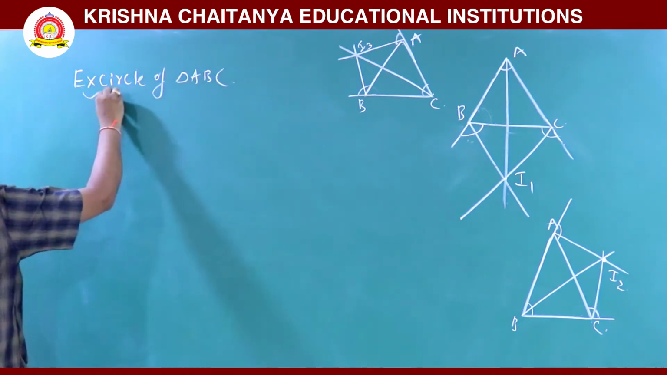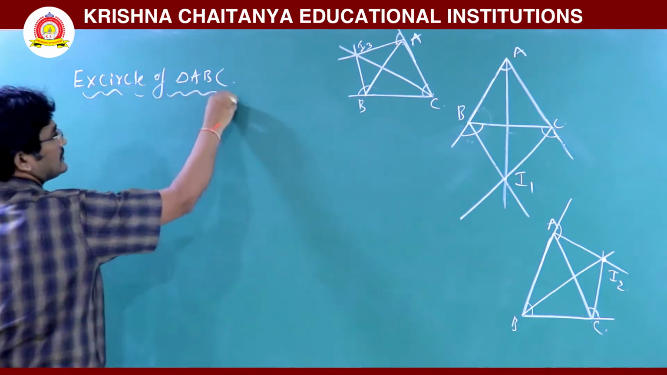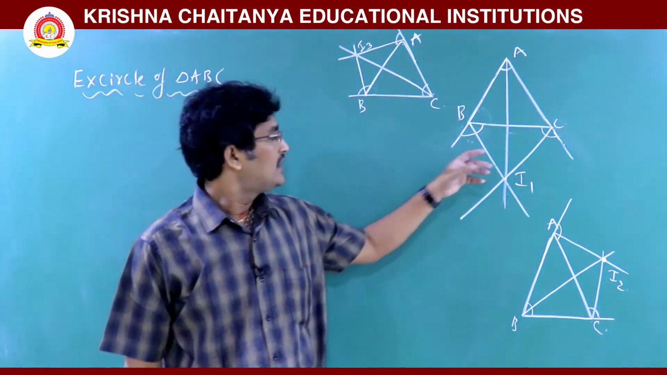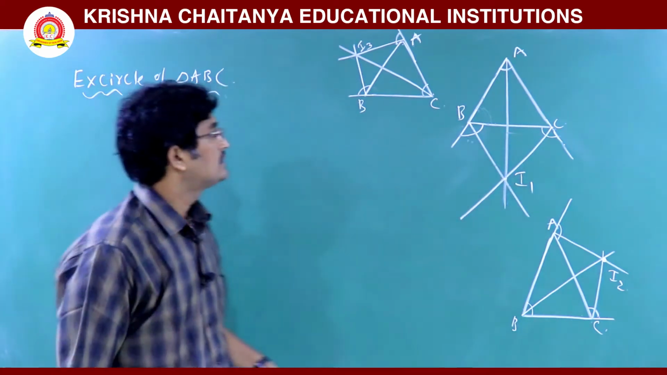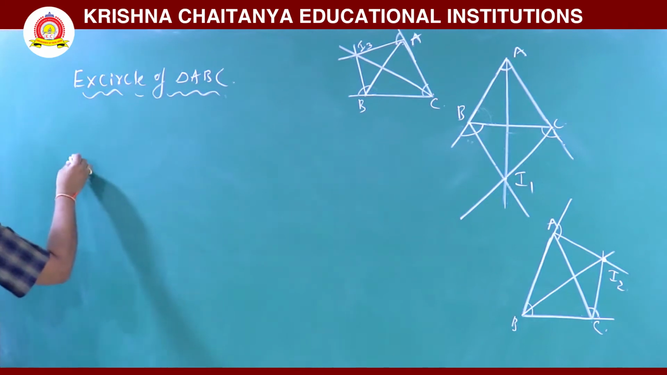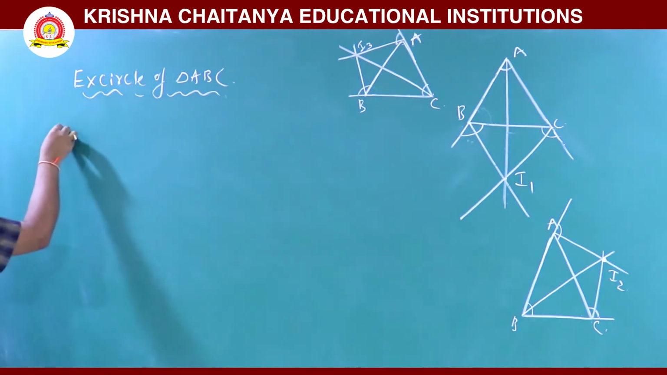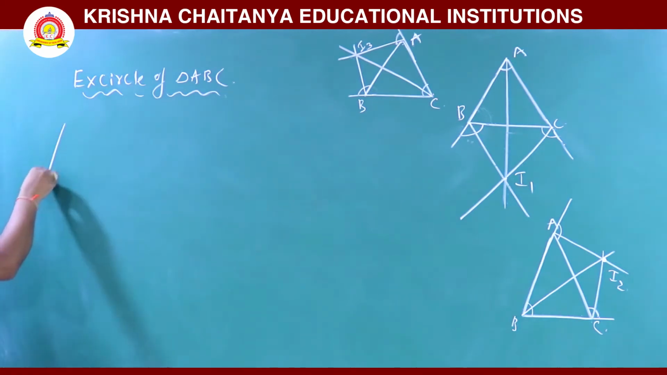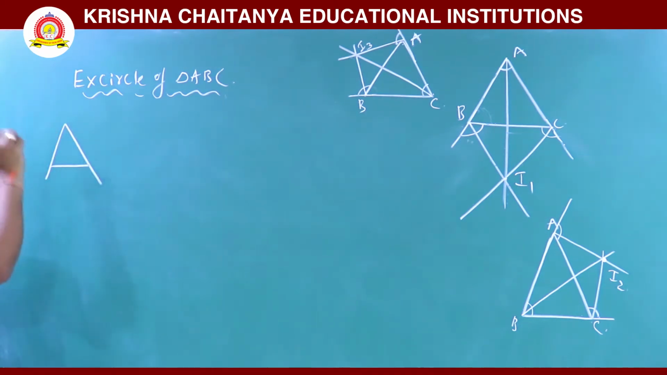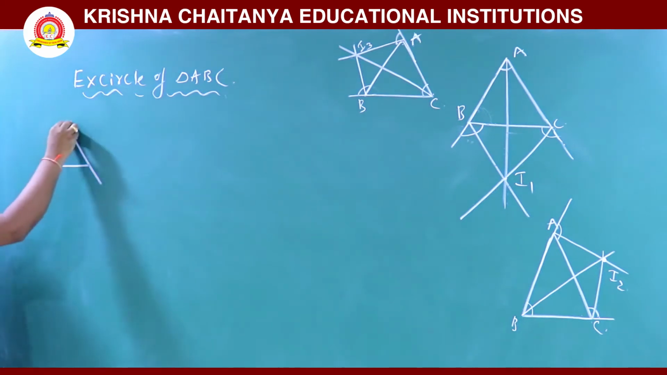Excircle of triangle ABC. So let me take one of these three figures. I am taking this one again. See here. Listen to me carefully. This is triangle ABC.